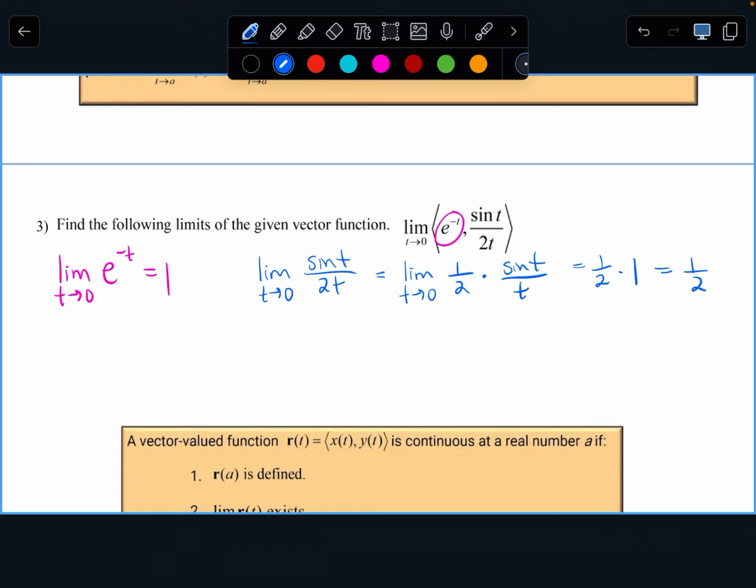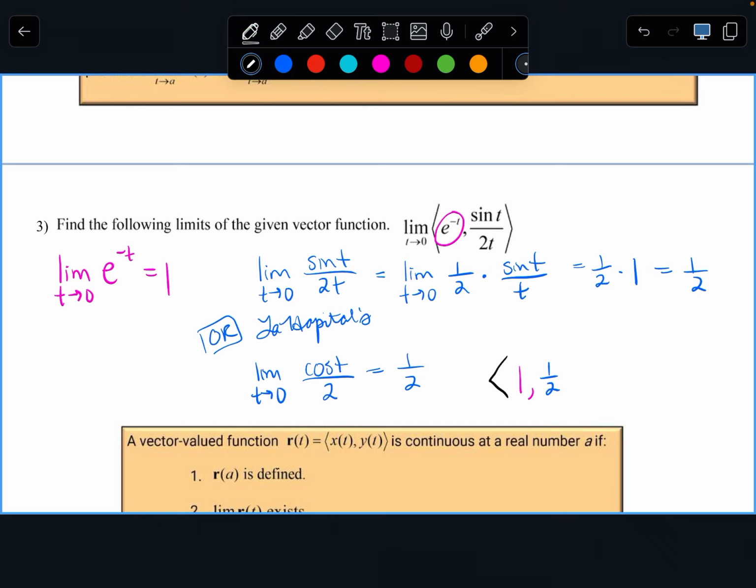Or you could do L'Hopital, which might have been your go-to, but I just want to remind you about that one. You just take the derivative, and then you get a half. So it's really whatever you want. For the notation, you do this bracket thing, arrowy brackets, and it's literally the ordered pair. It's not too crazy.